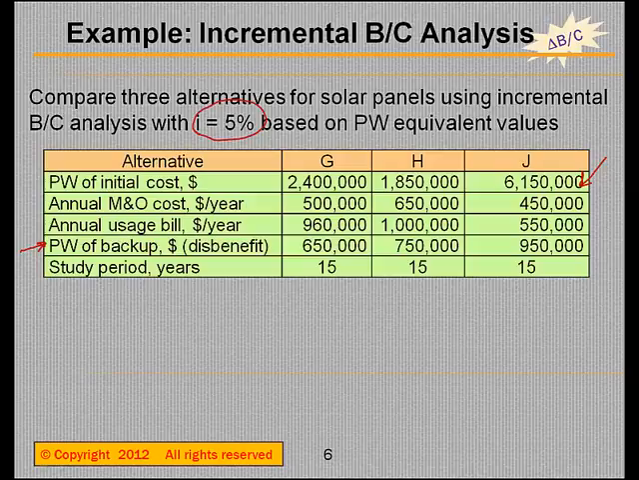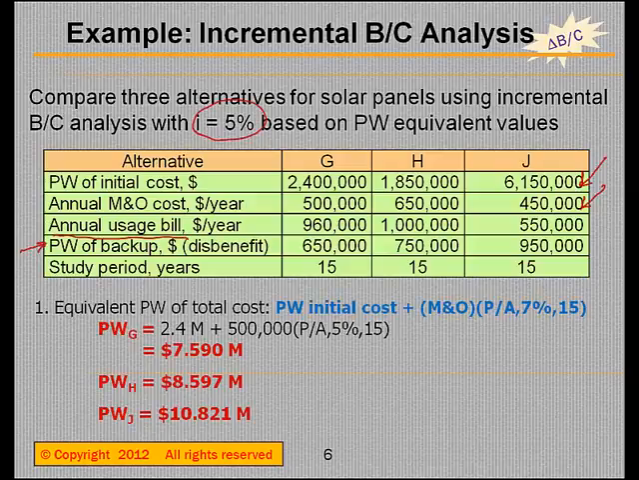The estimated annual M&O costs are in the second row, and they will be combined with the present worth of the initial costs to obtain the equivalent total costs. Benefits are not directly estimated. Rather, the annual usage bills will be used to obtain the implied incremental benefits. In a similar fashion, the backup equivalent costs will determine the incremental disbenefits. The last row indicates that a 15-year study period is used as the expected life of all 3 alternatives.